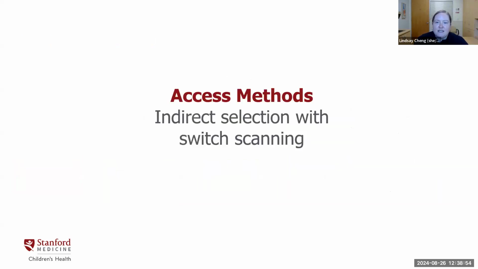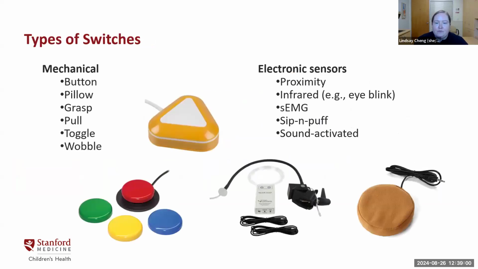Okay, so the next access method we're going to talk about is indirect selection with switch scanning. We wanted to first give some examples of commonly used switches that you might have worked with before or worked with an individual who used them. I won't go through every single one in respect of time, but I'll touch on the two switch categories, which are mechanical and electronic sensors.